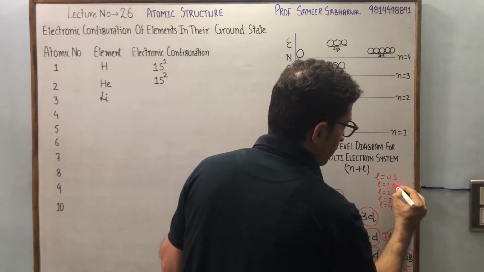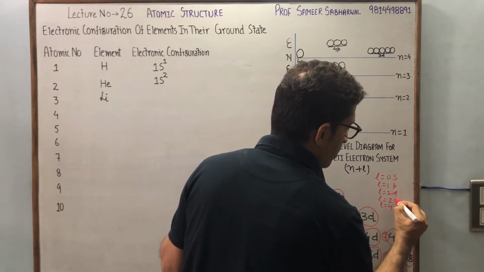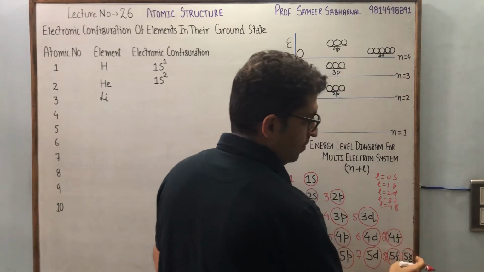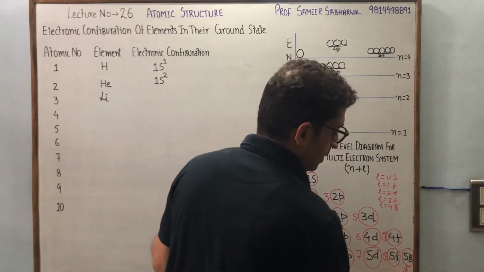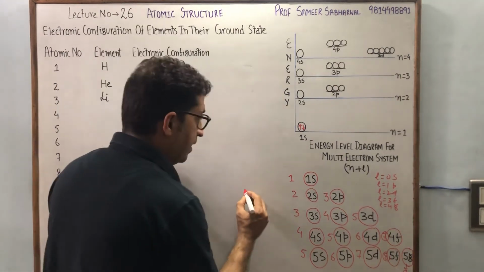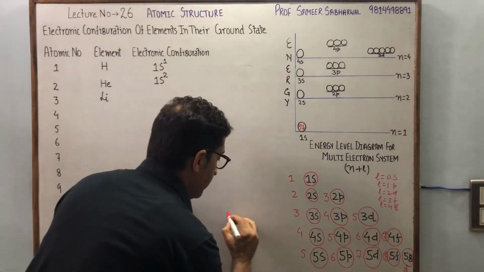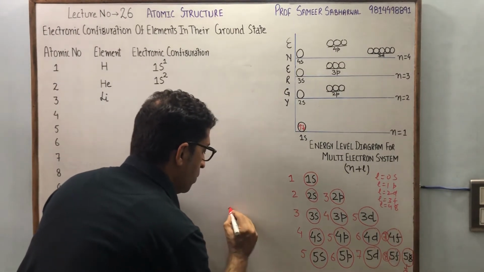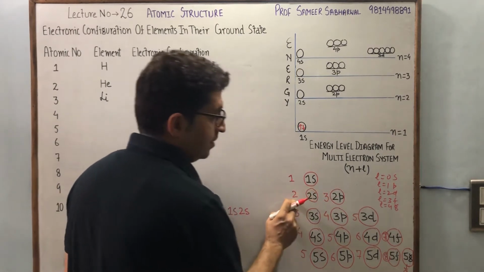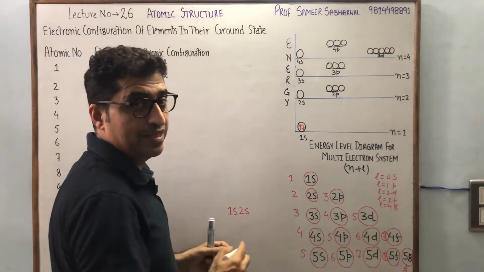0 means s, 1 means p, 2 means d, 3 means f, 4 means g. So 5 plus 4, this is 9. So if you see, after filling, which orbital will come? I mention it here, 1s, obviously 2s, because n plus l for 2s is 2.